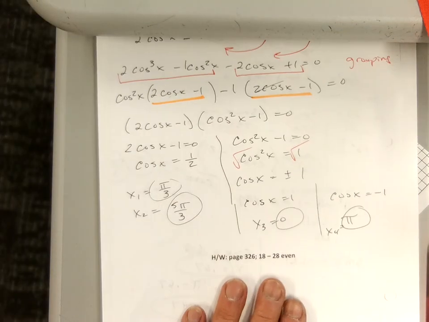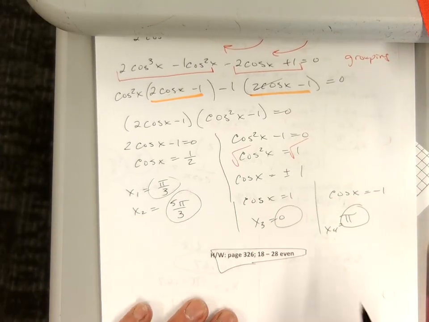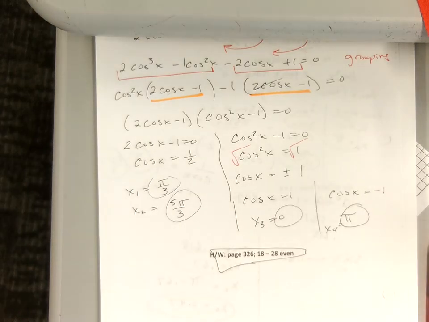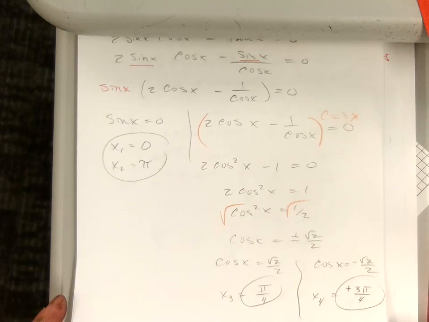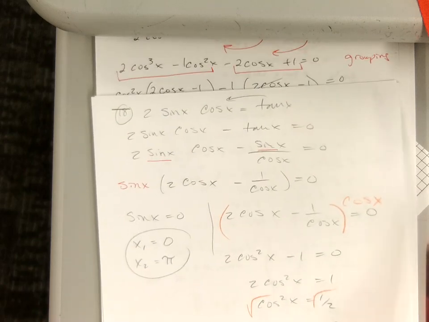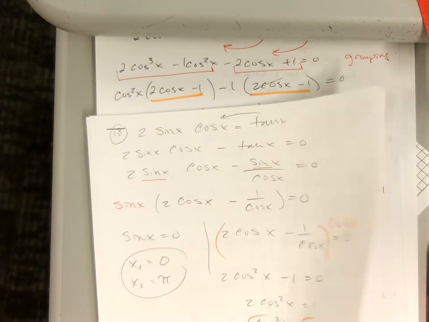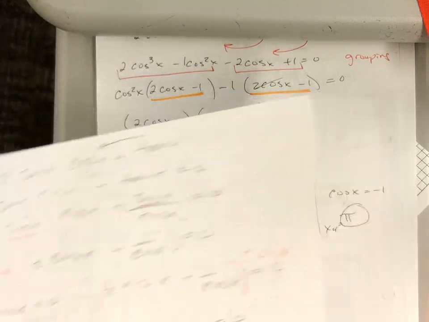So the homework is 18 to 28 even. Okay. And it's challenging enough that if you get stuck, Brittany will have this. You guys can work on this together if you want to, but she has all of my work. And so hopefully you'll be able to do this, okay?